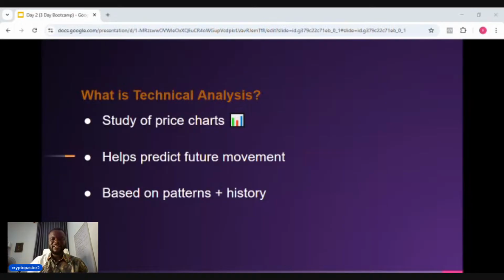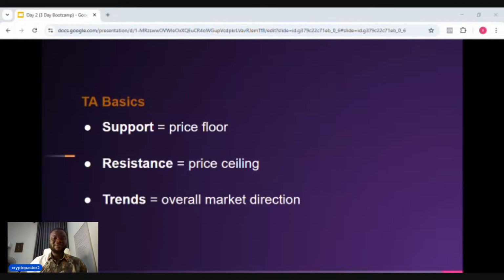Technical analysis is simply reading the chart to know where the market is going. There are three major technical analysis tools I use overall to read the market. My best of all are support, resistance, and trends. These are the ways I use to know if the market is going up or going down. So let me explain support, resistance, and trend.